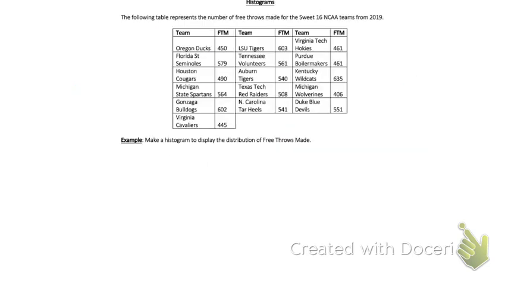The following table represents the number of free throws made for the Sweet 16 NCAA teams from 2019. All right, so we've got our free throws made, and we need to make a histogram. First thing, step one. What is the lowest value in the data set? Michigan.